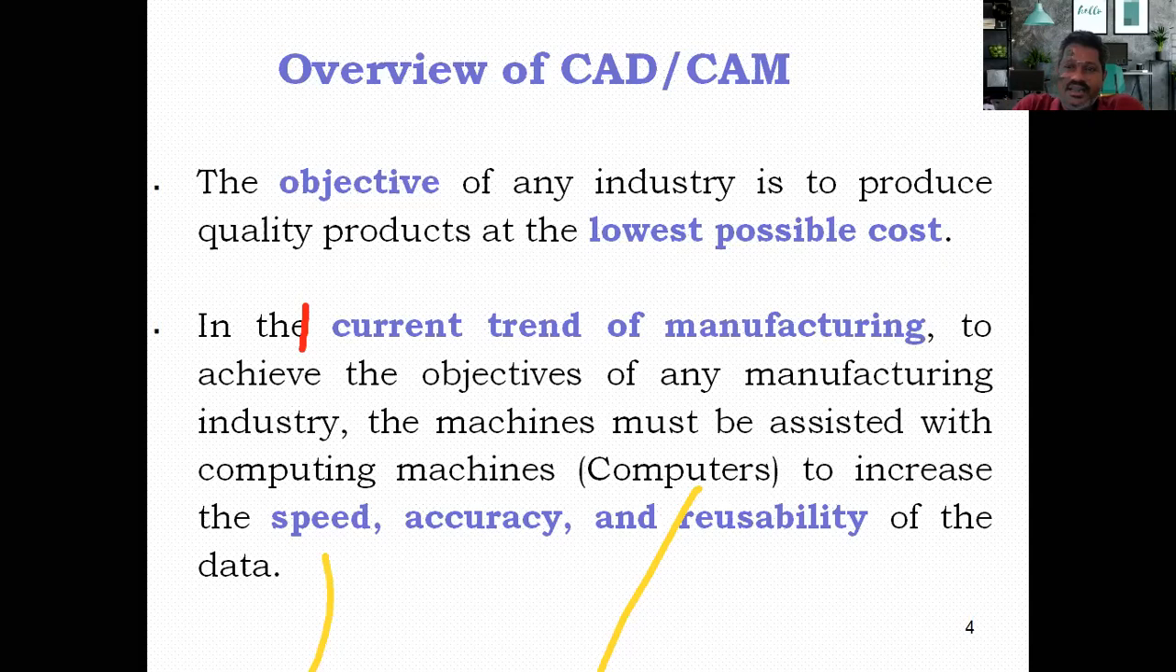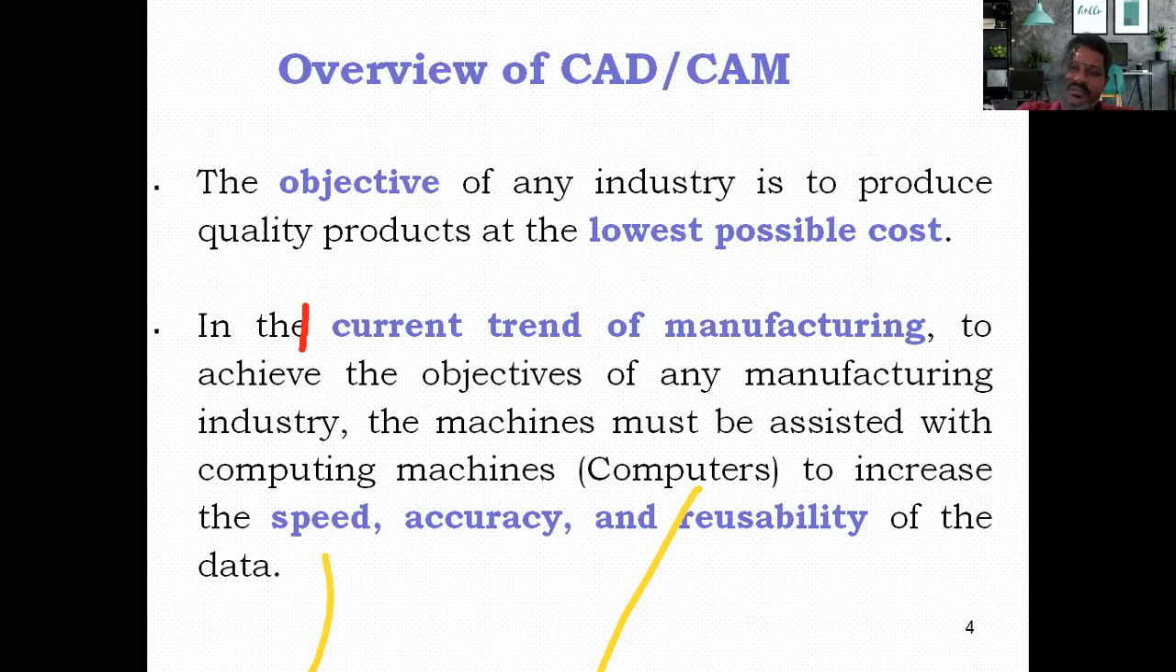So if you have the data and you are able to reuse that data, how do you increase the reusability? Reusability can be achieved when you have the computer. If you are able to store that data in the computer, you can modify it wherever you want. You can go to that point, modify the coding, and modify the design according to your requirement. Then you can send it for manufacturing. That is what reusability is.